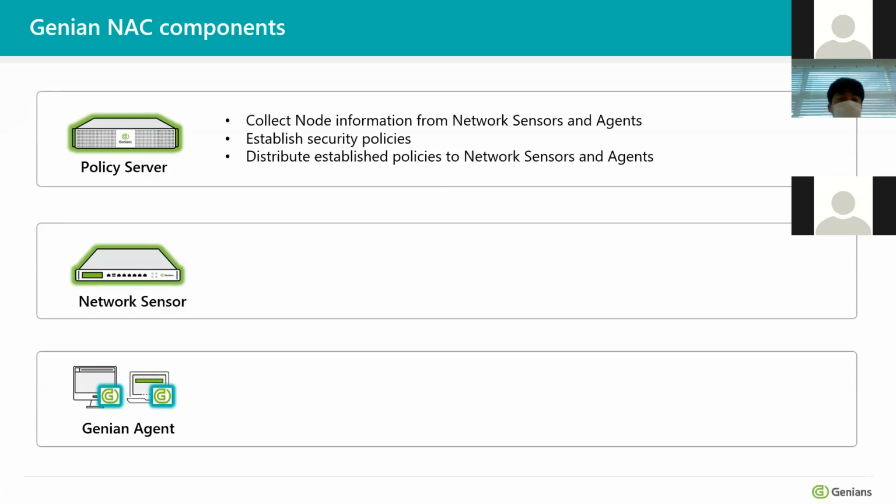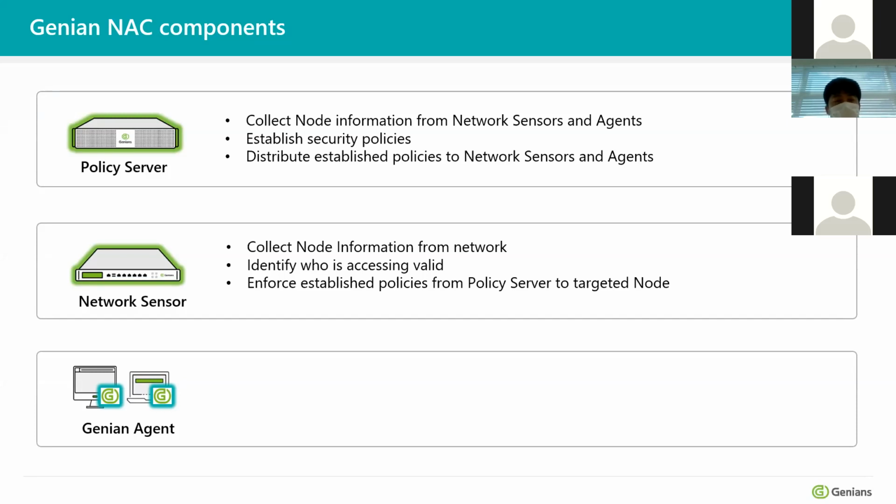So all you need to do is choose the content for each software installation, whether it is hardware, Intel-based hardware, or virtual environment, or even the cloud. The policy server collects node information, node meaning the device, from the network sensors and also the agent. It establishes security policies based on that information it collected, and also distributes the established policy to the network sensor and also the agent.